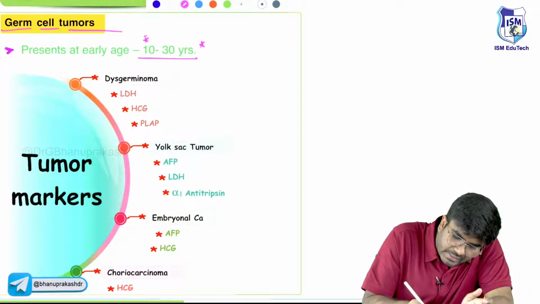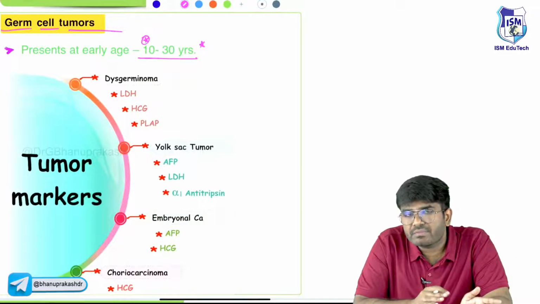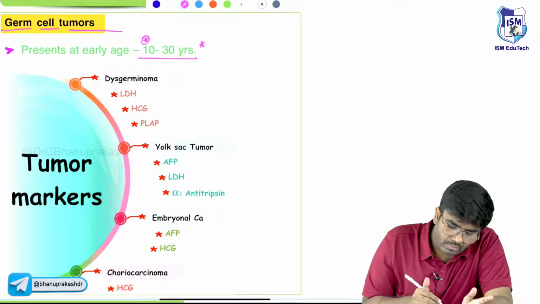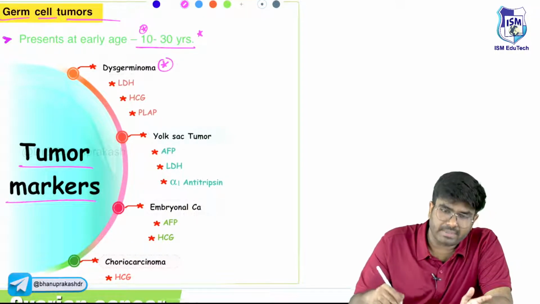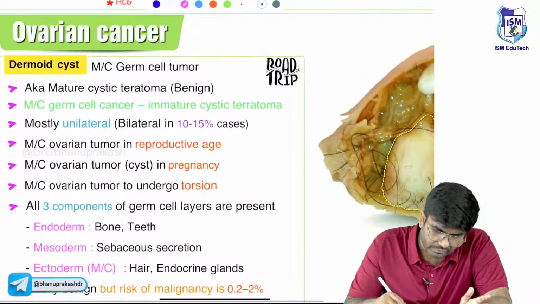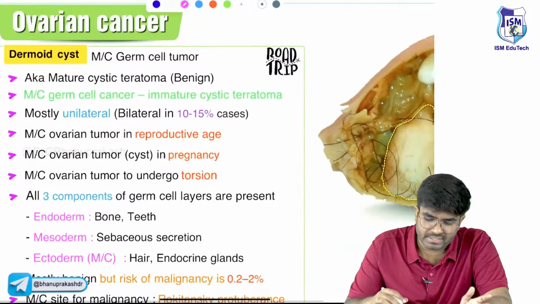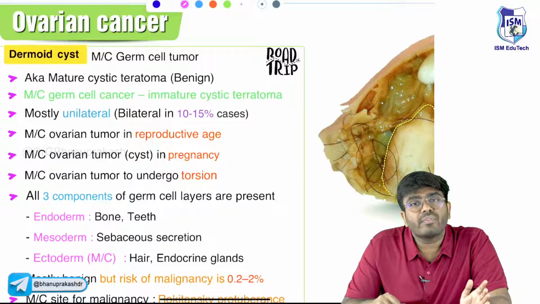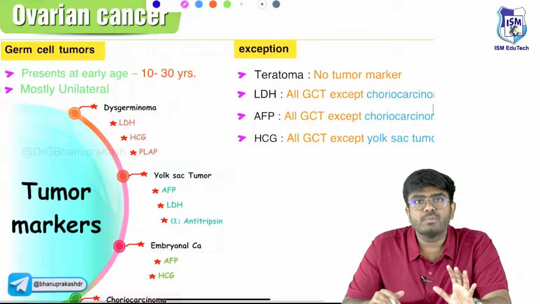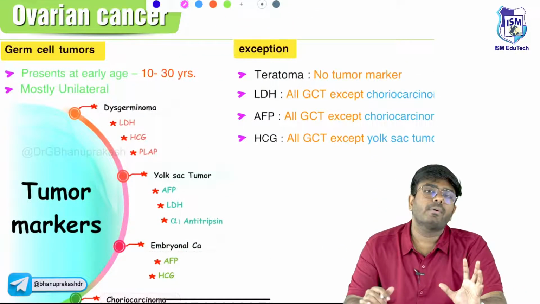Germ cell tumors are mainly seen in younger age groups. They present at a very early age. What are the tumor markers? See, dysgerminoma, we are discussing just now. The first topic we are going to discuss is the dermoid cyst, dysgerminoma, teratoma.